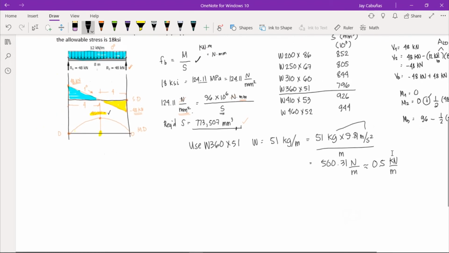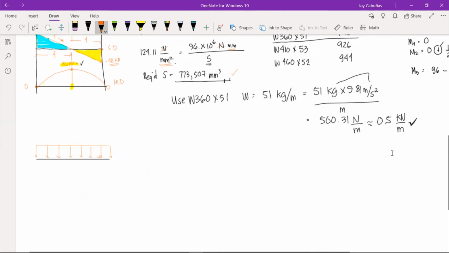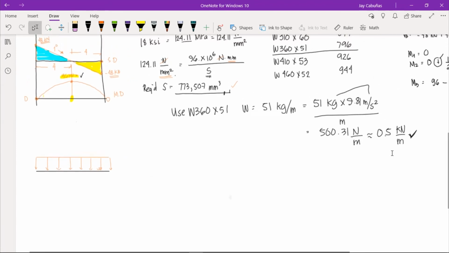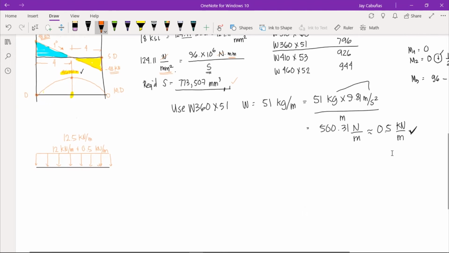Okay? So we add this to our original load. So our new load here is the original load, which is 12 kilonewton per meter, plus the mass or the linear weight, which is 0.5 kilonewton per meter. So we have our new load here, which is 12.5 kilonewton per meter. So we should not neglect the weight of the beam, because that would be one of the dead loads.